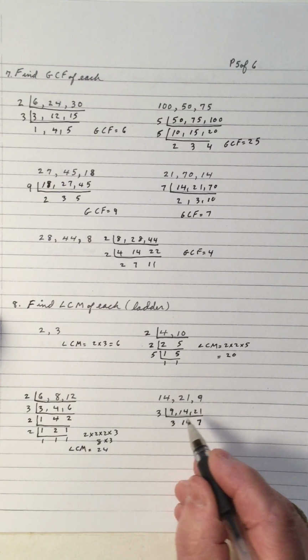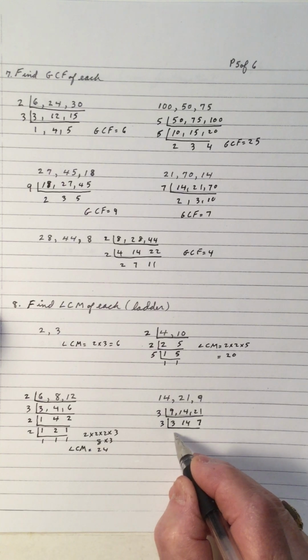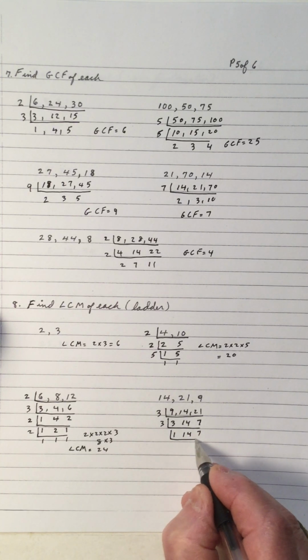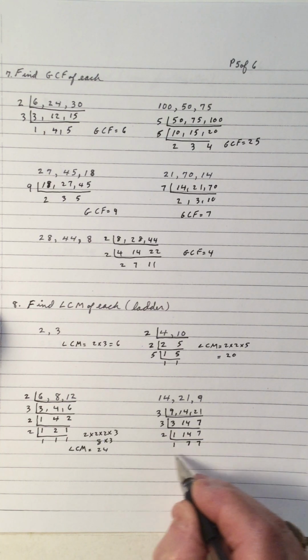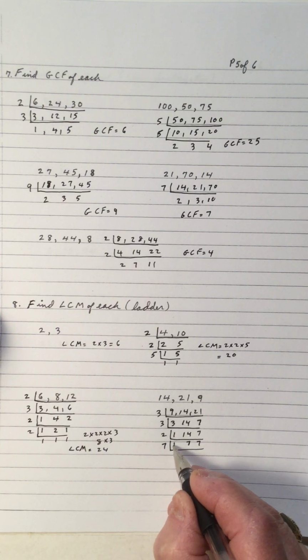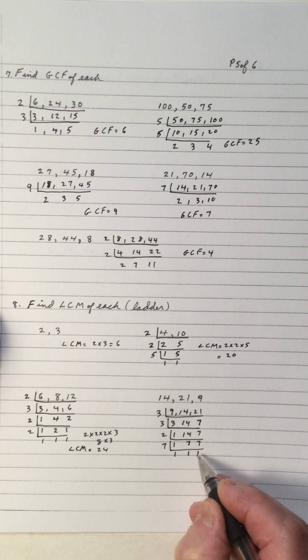Now, what do I see? I see a 3. I got a 3 first. So 3 into 3 goes once. It won't go into 14, won't go into 7. And I see a 2. It won't go into 1, but 2 into 14 is 7. It won't go into 7. We divide again. And I see a 7. 7 won't go into 1. 7 goes into 7 once. 7 goes into 7 once.